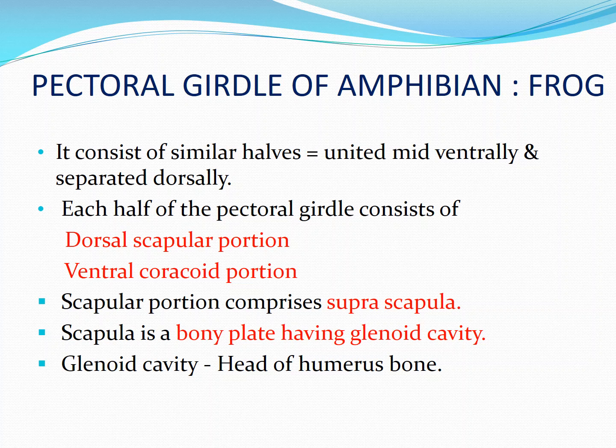Each half of the pectoral girdle consists of a dorsal scapular portion and a ventral coracoid portion. The dorsal scapular portion comprises suprascapula as well as scapula. Suprascapula is a thin cartilaginous plate-like structure found on the dorsal side of the pectoral girdle, whereas scapula is a bony plate having a cup-like cavity known as glenoid cavity, where the head of humerus bone fits and articulates.